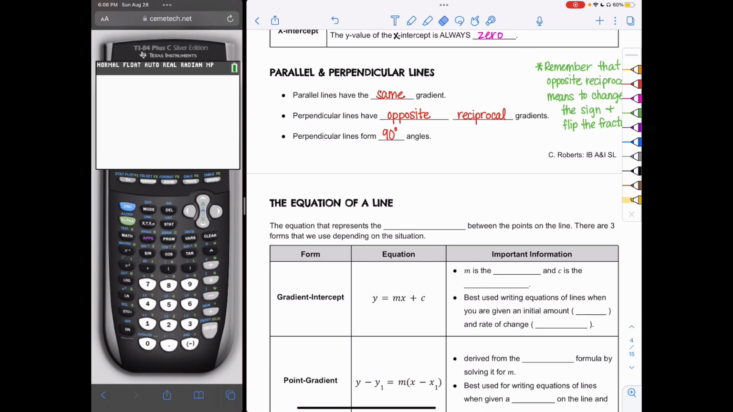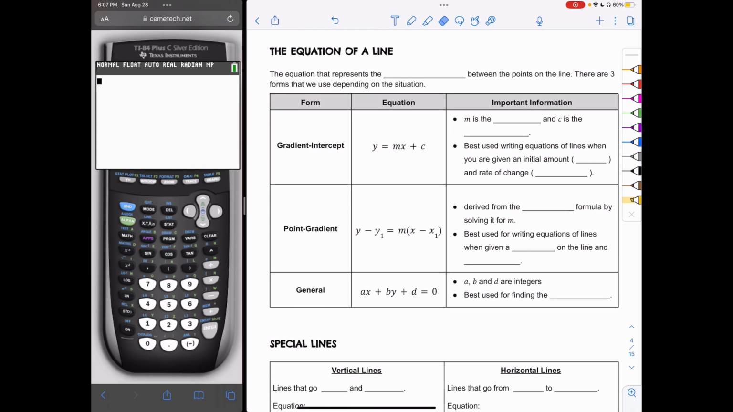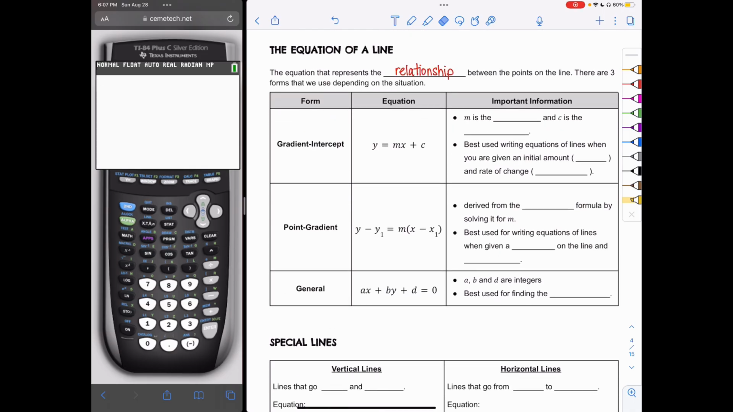So now let's talk about the equation of a line. The equation of a line represents the relationship between the points on a line. There are three forms that we are going to use in this class. The first form is gradient-intercept form, or in other words, slope-intercept form. That is given by y = mx + c. Now, in your previous math courses, I'm pretty sure that you have heard y = mx + b, okay? It does not matter. They are both the same.